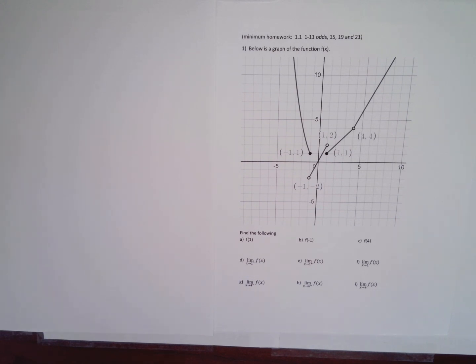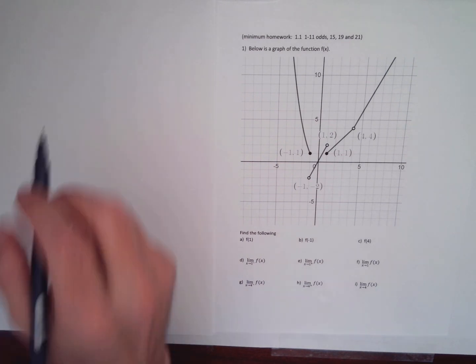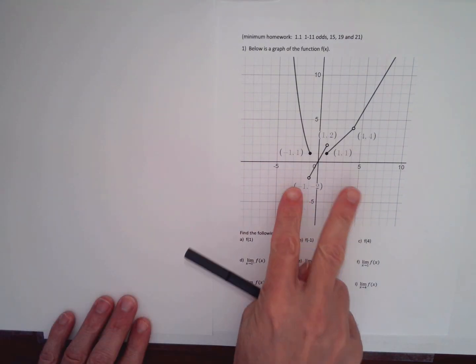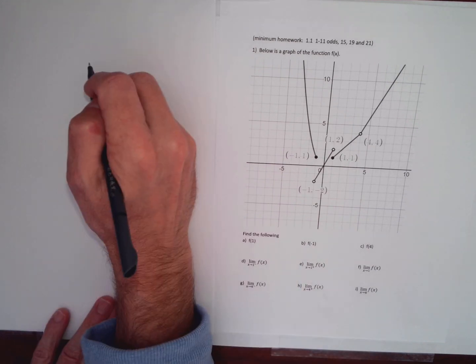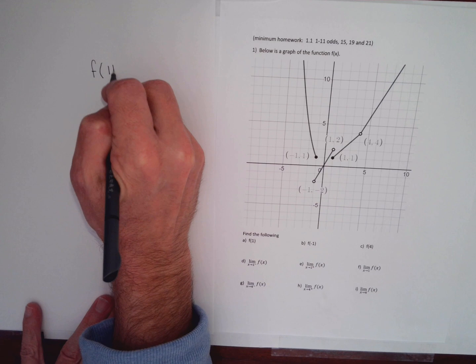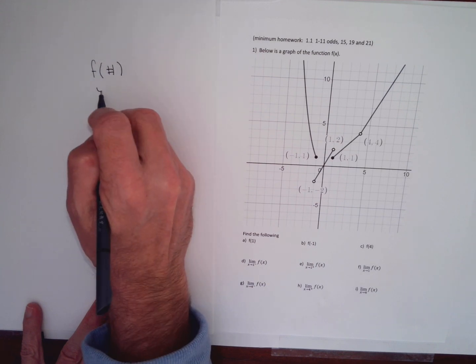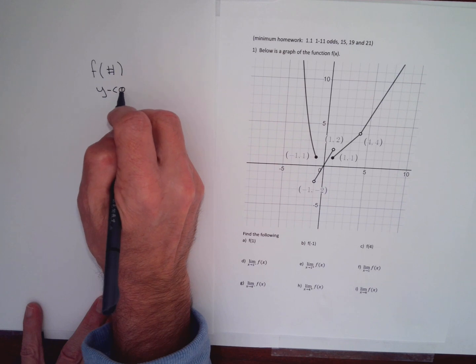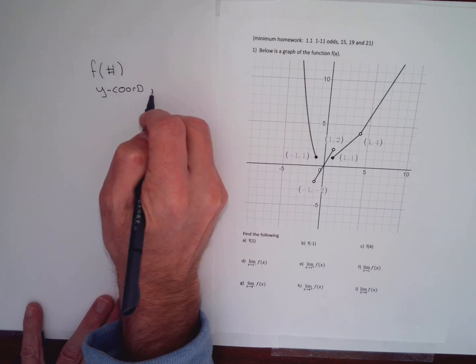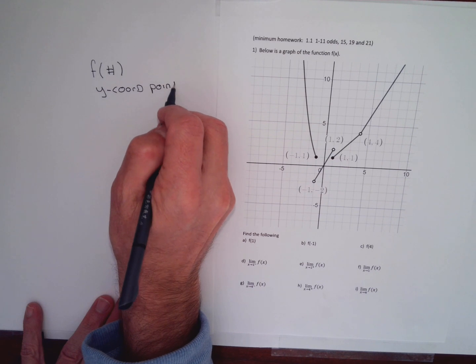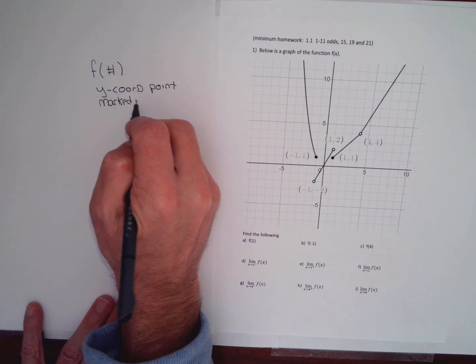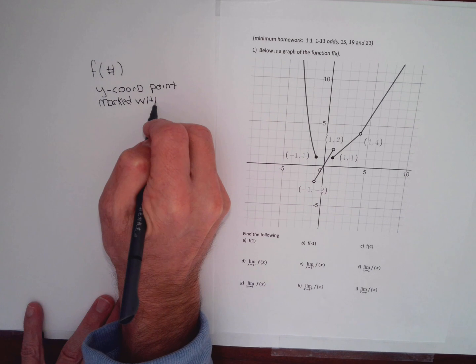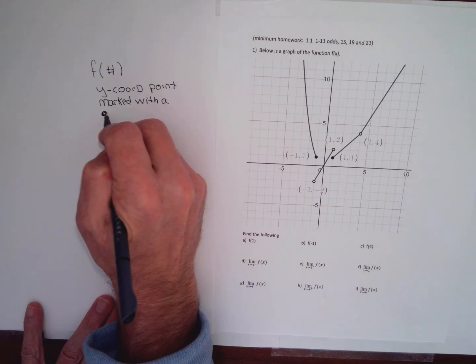But real quickly, each of the problems between 1 and 11, at least maybe between 1 and 10, give me a graph of a piecewise function, and first in parts A, B, and C they want me to just find a function value. They want me to do f of some number, and this is just going to be the y-coordinate of a point marked with a closed circle, as opposed to an open one.